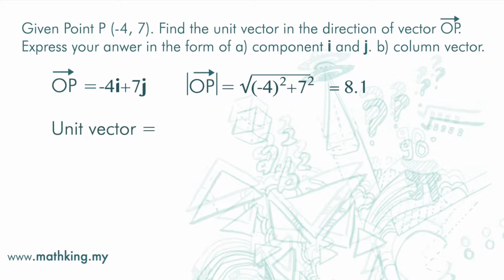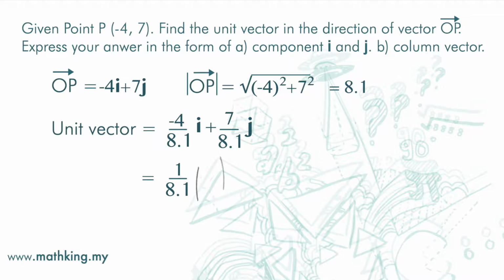So the unit vector is -4 over 8.1 i plus 7 over 8.1 j. In column vector, it is 1 over 8.1 times column vector (-4, 7). And we get this.